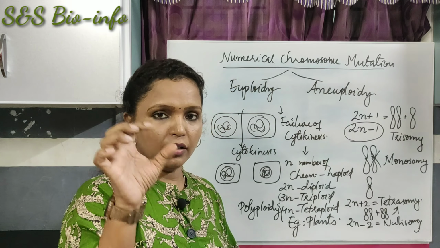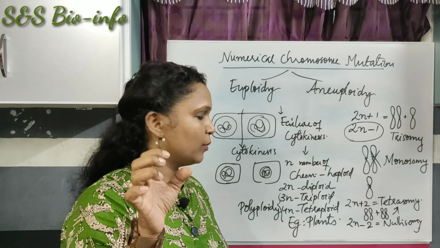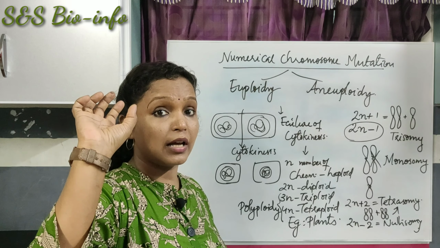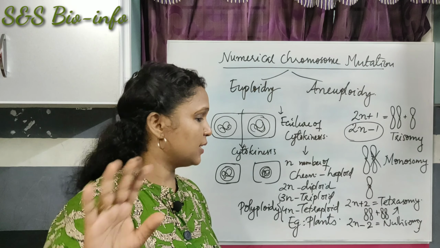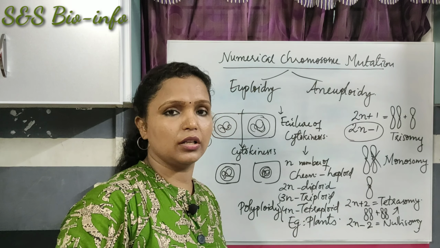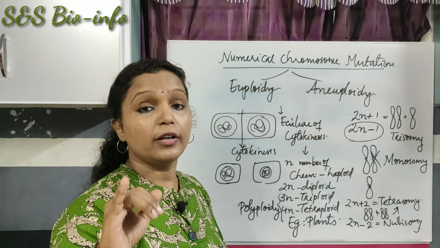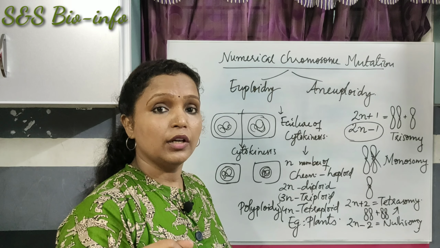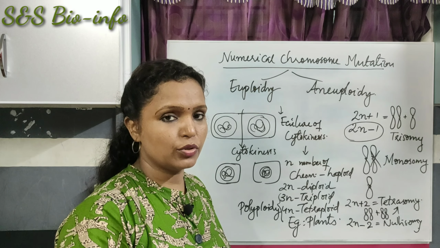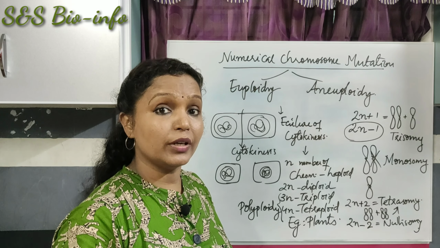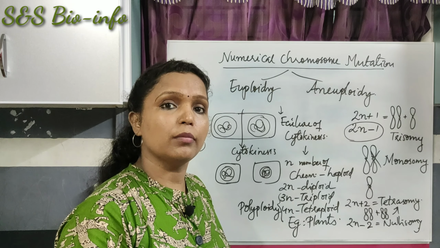Here, from the original diploid set of chromosomes, two chromosomes are deleted or absent. Such a condition is called nullisomy. So 2n plus 1 is trisomy, 2n minus 1 is monosomy, 2n plus 2 is tetrasomy, and 2n minus 2 is nullisomy. These are the different types of aneuploidy condition: monosomy, trisomy, tetrasomy and nullisomy.